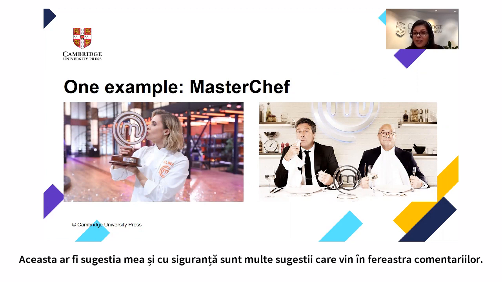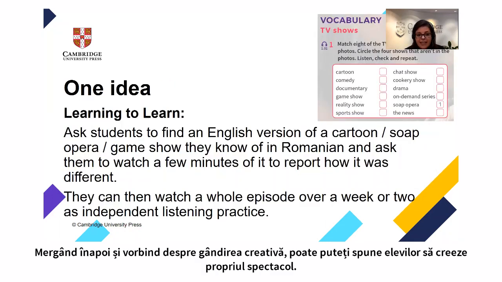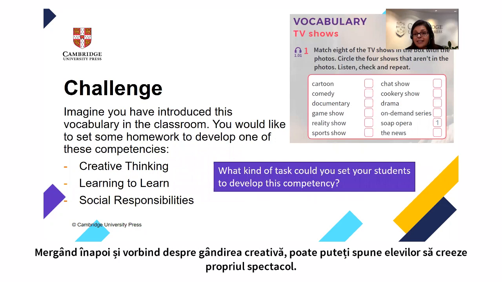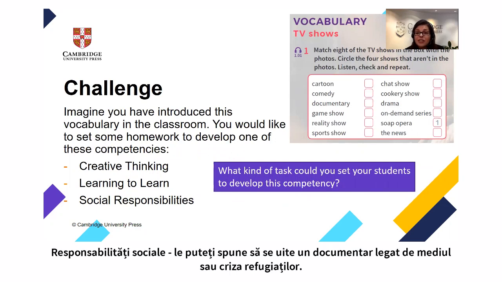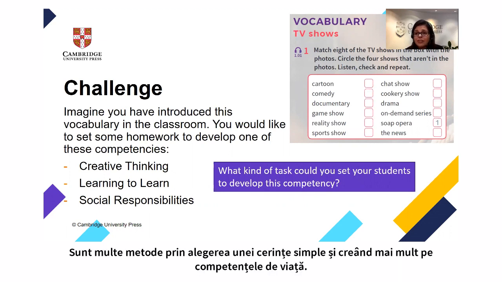And yeah, hopefully there are lots of good suggestions coming in on the chat as well. Just to go back and say, for creative thinking, perhaps you get students to create their own show. Social responsibilities, you could ask them to watch a documentary on something to do with the environment or a refugee crisis. So there are lots and lots of ways of taking a very simple task and creating more out of it through life competencies.